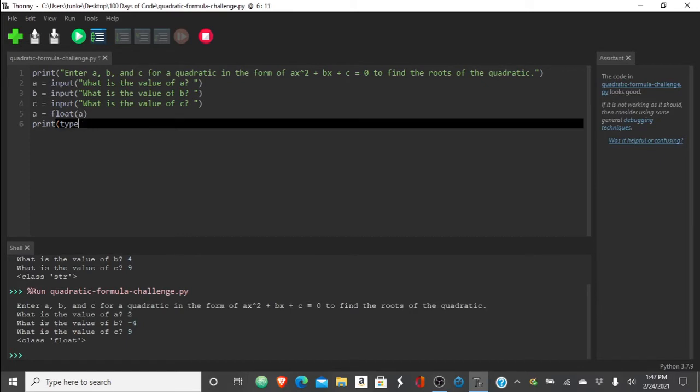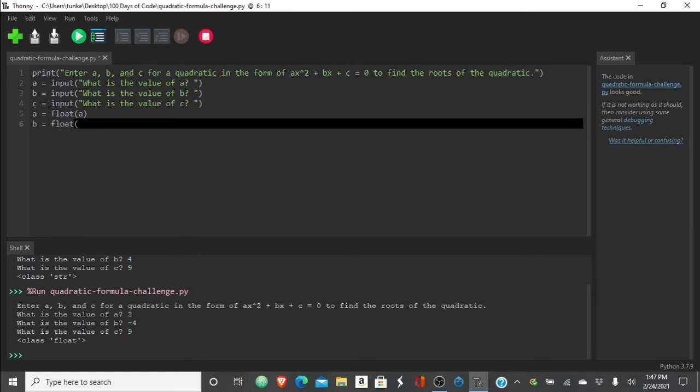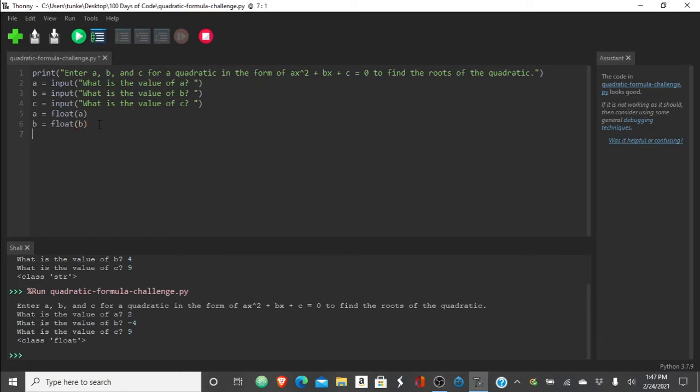Okay, so we'll do that for B and C also, because we want to be able to put in decimals. Okay, and C equals float C. Okay, so we've got our variables. They're stored as floating numbers so that they can have decimal points, so that's good. And now we need to figure out what the determinant is. So I'm going to give a variable called determinant.